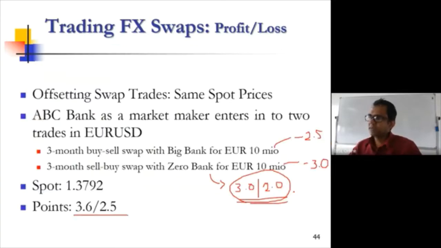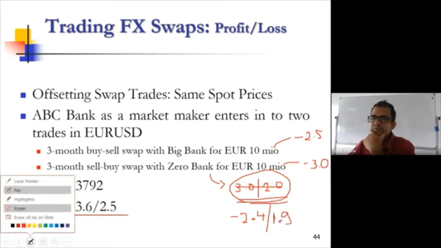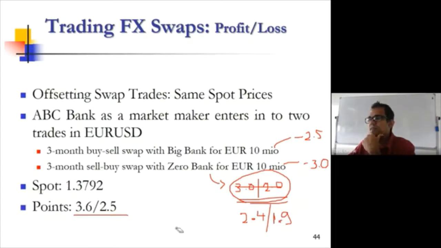It can go negative if this goes below 2.5. Say it becomes 2.4 and 1.9, something like that. The first trade is done at these two rates.